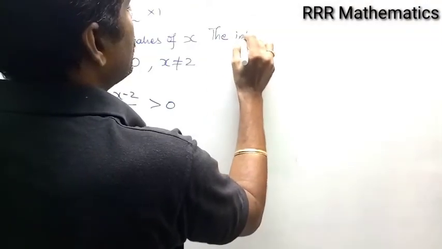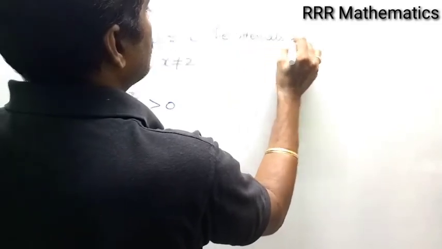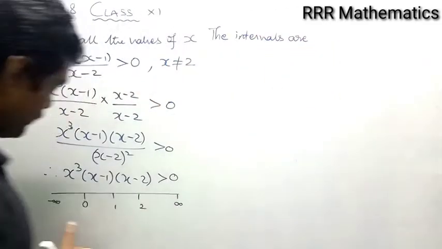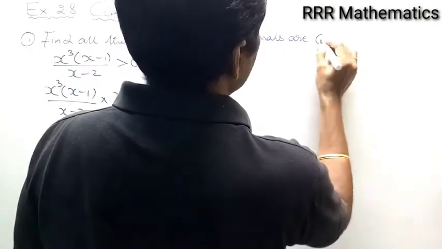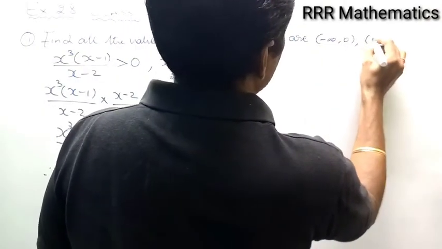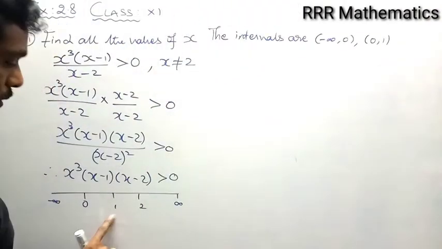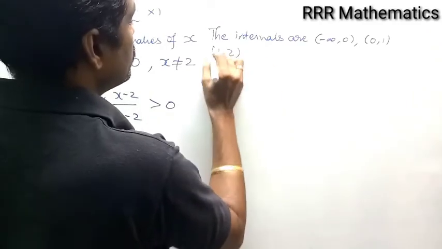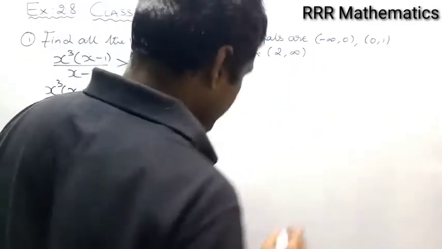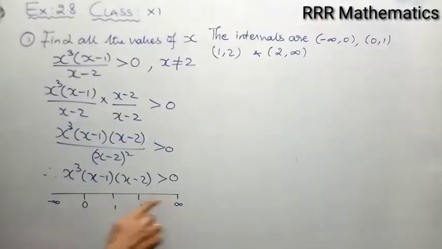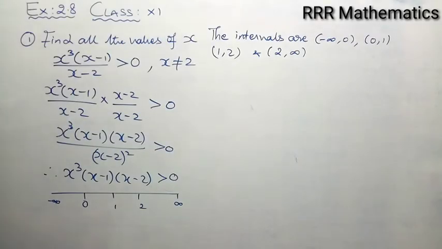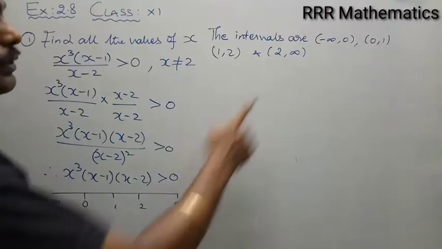The intervals are, what are the intervals? Minus infinity to 0, 0 to 1, 1 to 2, and 2 to infinity. Okay, I have 4 intervals. So after getting like this, you wanted to declare the intervals: minus infinity to 0, 0 to 1, 1 to 2, 2 to infinity.